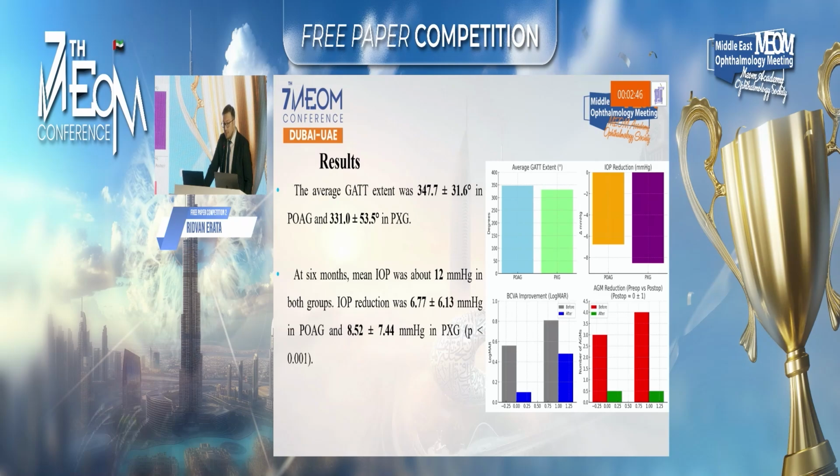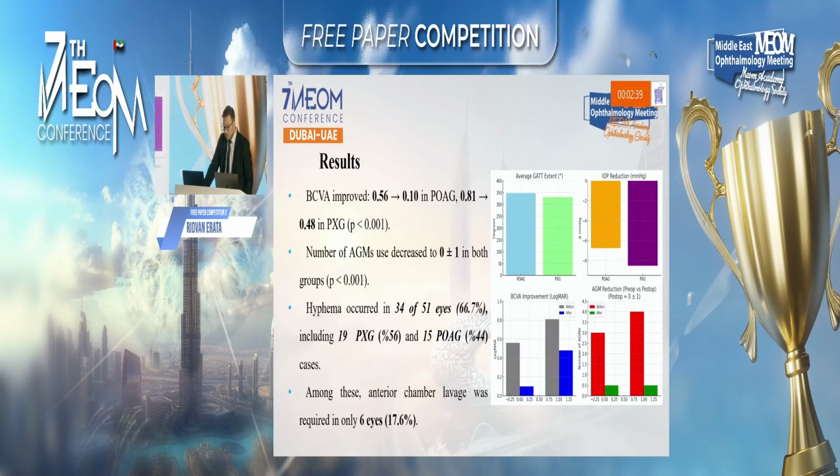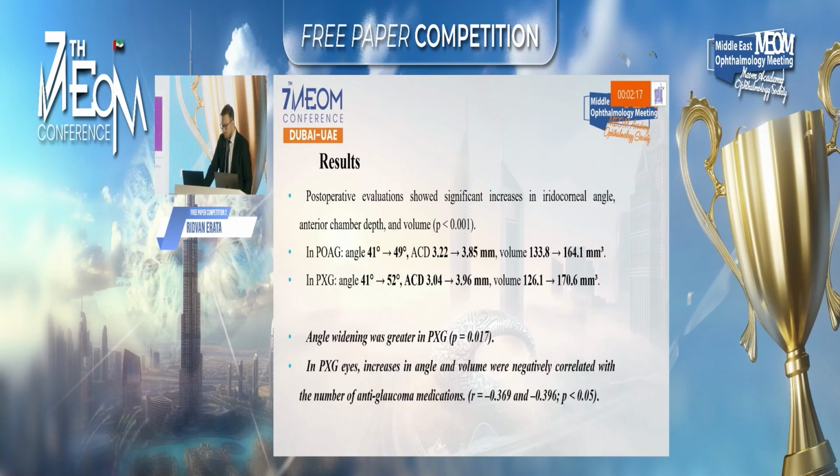At 6 months, mean IOP was about 12 mmHg in both groups. BCVA improved in both groups. The number of anti-glaucoma medications used decreased in both groups, as you can see in these charts. Hyphema occurred in 34 eyes, including 19 PXG and 15 POAG. Among these, anterior chamber lavage was required in only 6 eyes.